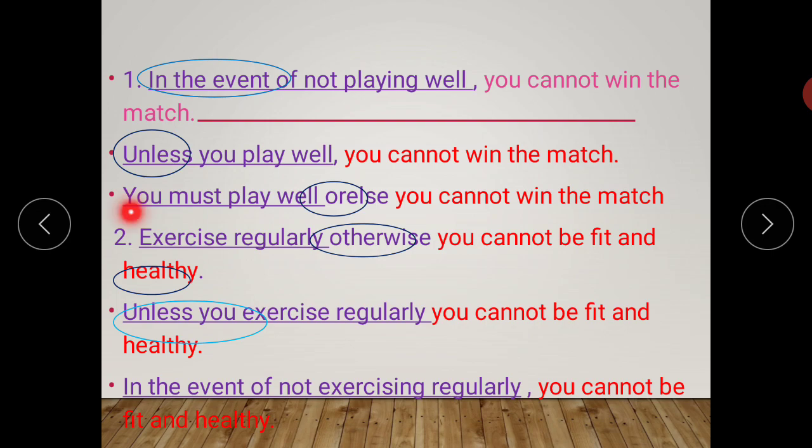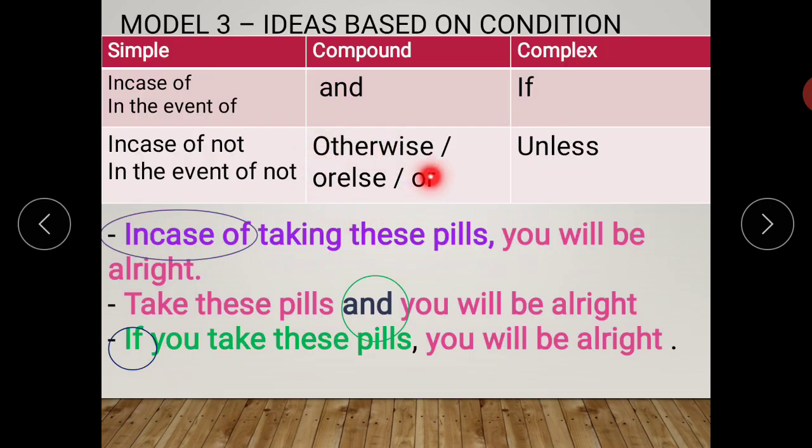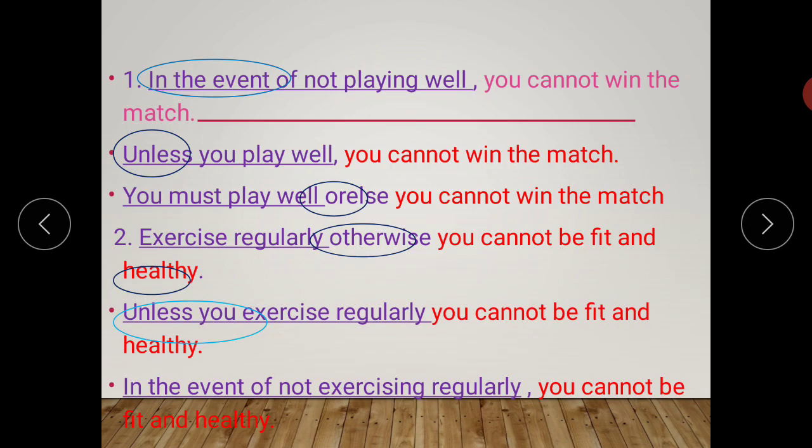Here, the third sentence: you must play well or else you cannot win the match. So that is the conjunction we are using for a compound sentence. You can also say, without "you must": play well, otherwise you cannot win the match.